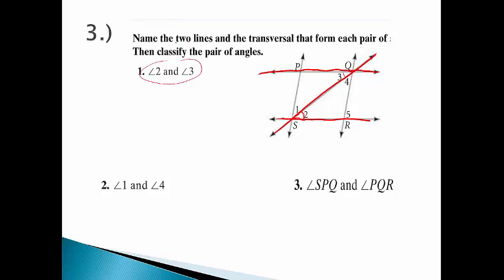So they're asking you to name a pair of lines, a transversal, and classify the angles. What we're going to do is I always name my transversal first, since that only has one answer. Of the 3 lines, the only one with 2 intersections on it is the diagonal. So if we name the diagonal, we've got to find 2 letters that are on it. Q and S are both on the diagonal, so I'm going to use those letters to name it.